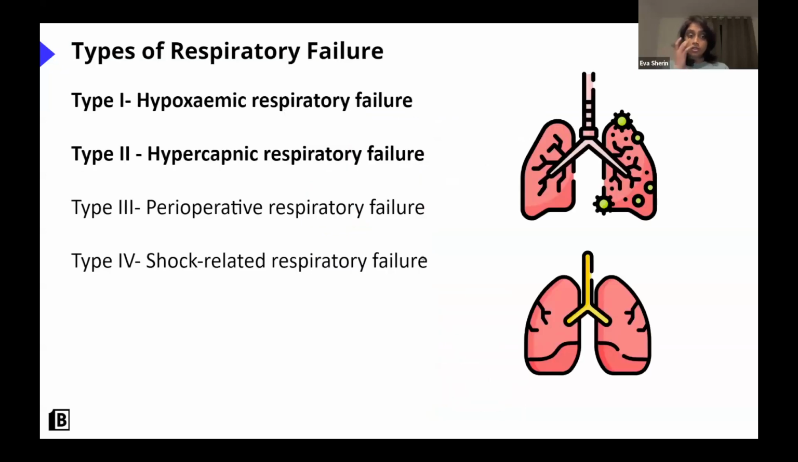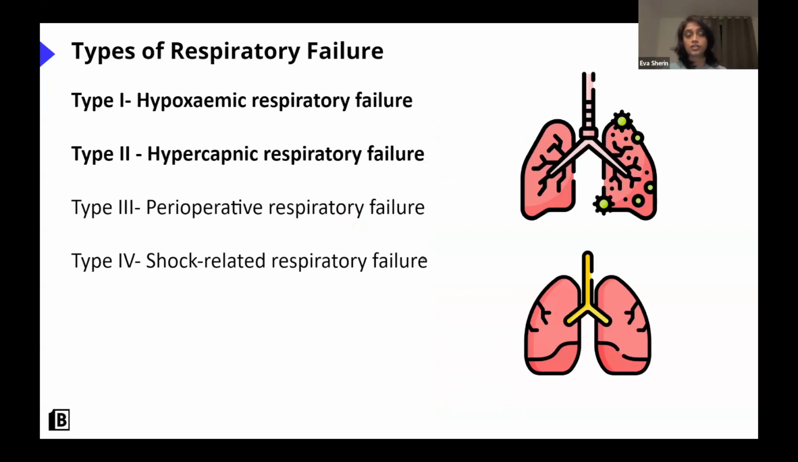So types of respiratory failure, yes, most people know as type 1 and type 2, but I was recently going through some articles under Cleveland Clinic, which said that there was a type 3 and type 4 of respiratory failure as well. Though I don't think we clinically diagnose it so often because we still follow the type 1, type 2 of respiratory failures.